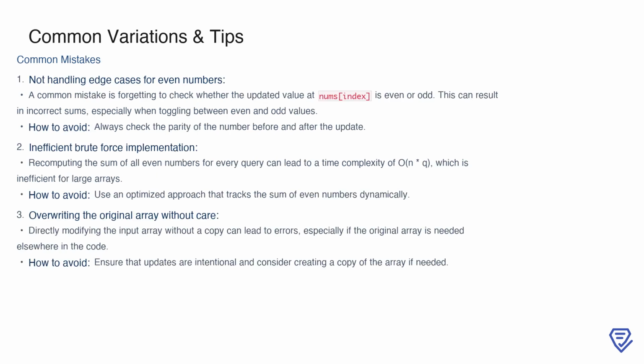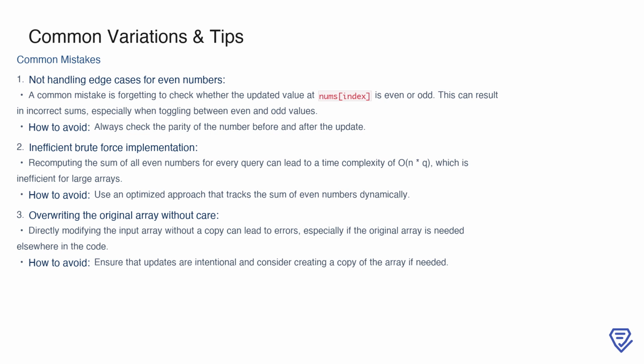When solving this problem, there are a few common mistakes to watch out for. First, handling the edge cases for even numbers can be tricky. For example, when a number at a specific index changes, it's easy to forget to check whether the new value is even or odd. If you don't account for this toggle, the sum of even numbers can end up being incorrect.